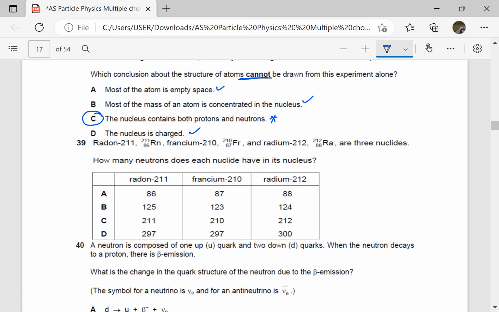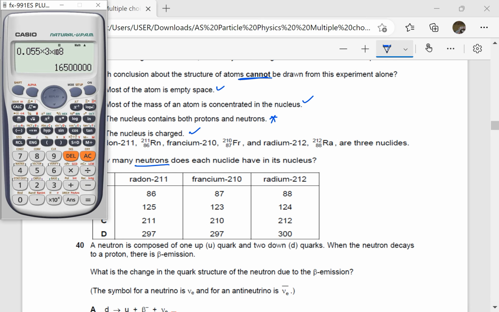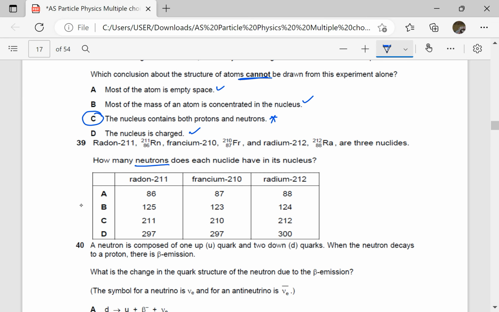Radon 211, francium 210, and radium 212 are three nuclides. How many neutrons does each nuclide have in its nucleus? We want the number of neutrons. We just subtract. 211 minus 86, that's 125 for radon. So I think the answer is going to be B.